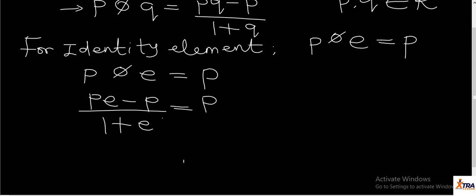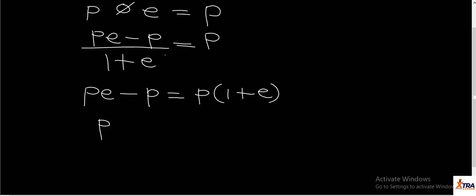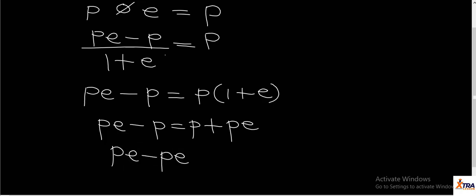Then to make each side of the relation a single result, we cross multiply. I'll have PE minus P equals P into 1 plus E. This will give me PE minus P equals P plus PE. I can bring this one to the other side. I have PE minus PE equals P plus P.